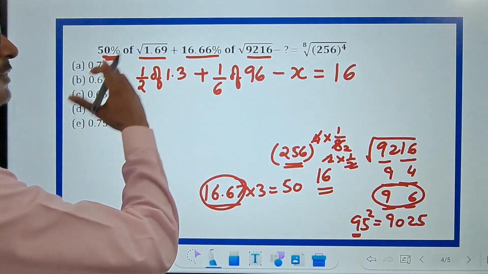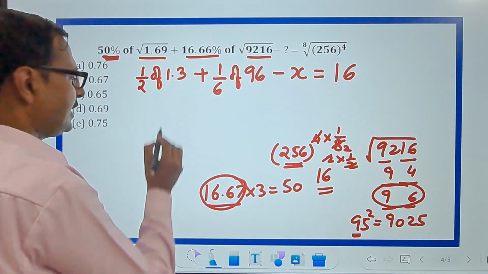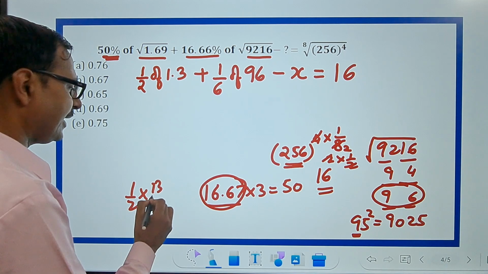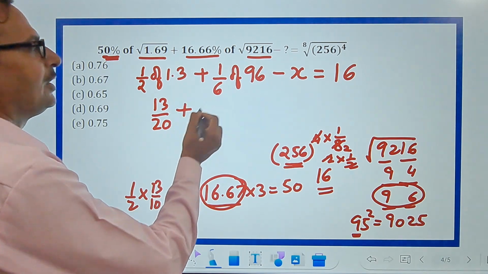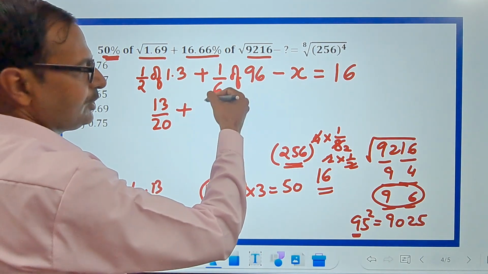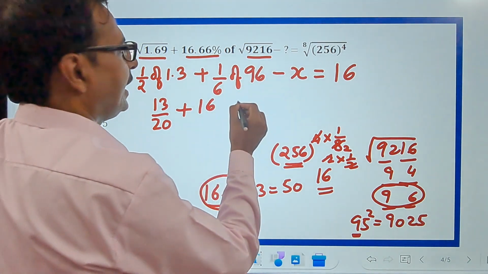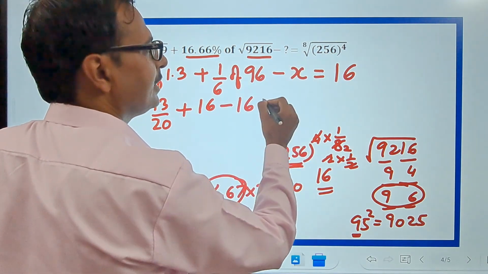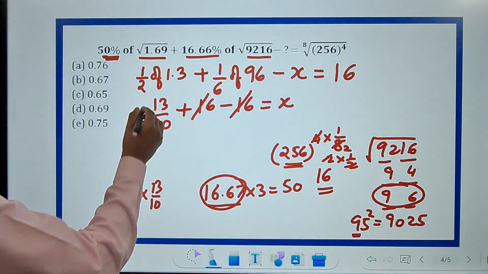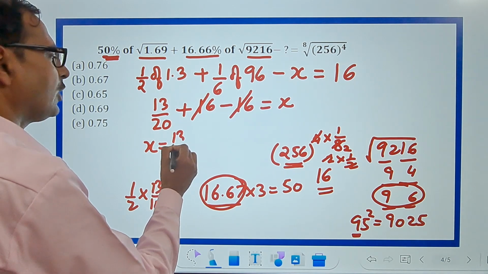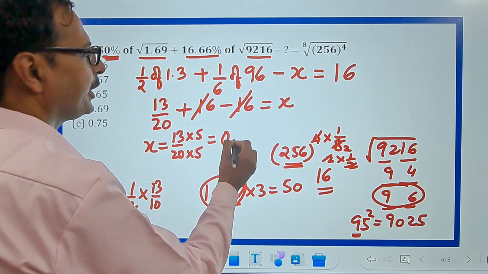So friends, watch what happens next. Half of 1.3. So this is practically half of 13 by 10, right? So you can write it as 13 by 20 plus 1/6 of 96. You'll see that this gets cancelled exactly, 16 times. So you have a 16 here, and minus 16 because this comes here, and equal to x goes there. Why you got 16? Because that was getting cancelled, and your answer is x equals 13 upon 20, which if you do 5 times, you get 65 upon 100, which is 0.65.